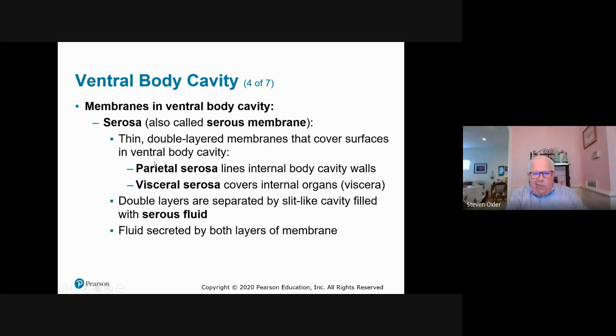It is a double layer membrane. In between the two layers is fluid. It's called serous fluid. It's secreted by both layers of the membrane to reduce friction. That's the reason you have fluid in between the two layers of this serosa membrane.